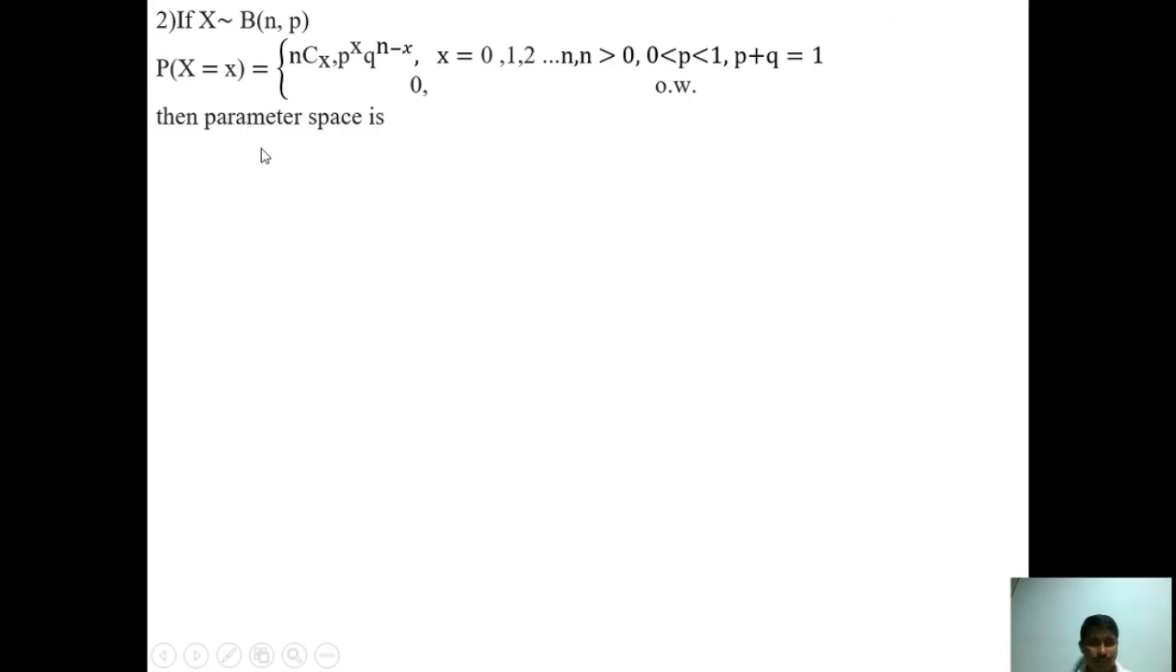Then the parameter space, script theta, is equal to the set of values of n and p such that n is greater than 0 and p lies between 0 and 1.